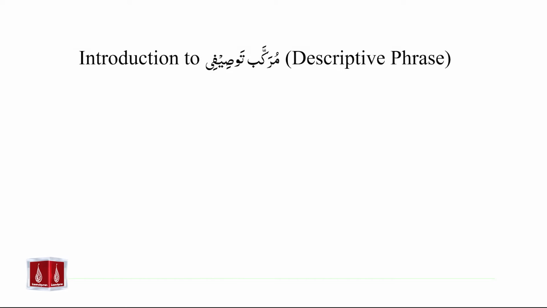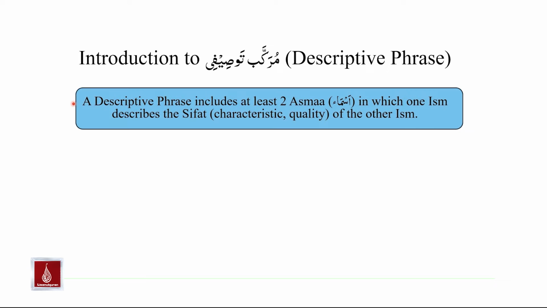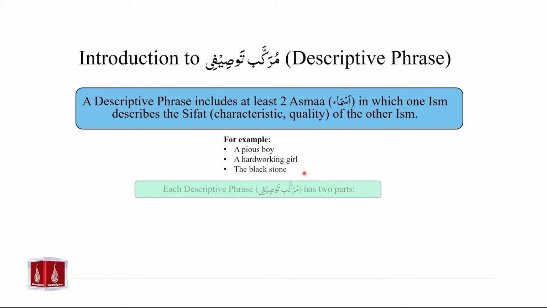An introduction to murakkab tawsifi or descriptive phrase. A descriptive phrase includes at least two asma in which one ism describes the sifat of the other ism. A descriptive phrase will include two asma in which one ism will describe the sifat, which means characteristic or quality, of the other ism. For example, a pious boy, a hard-working girl, the black stone.